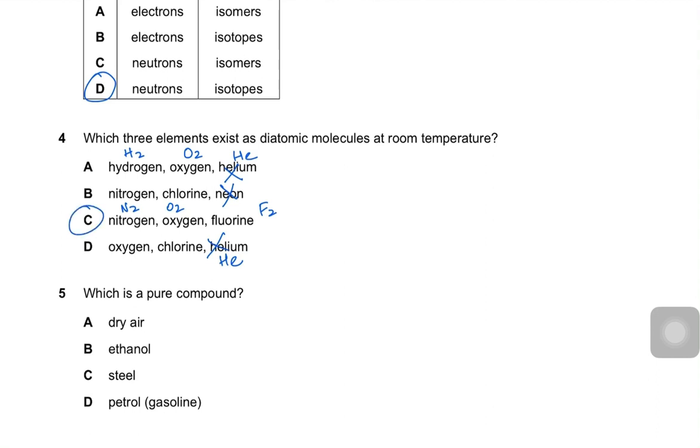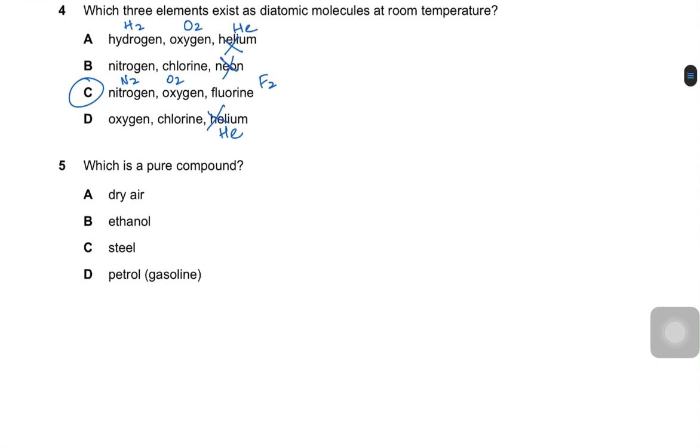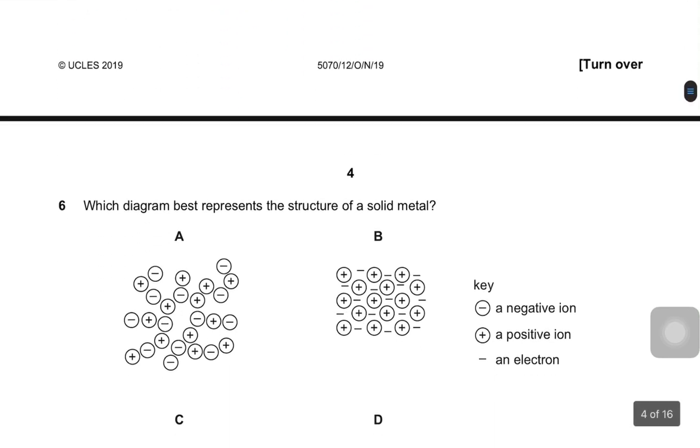Let's go for question 5. Which is a pure compound? Dry air is a mixture of gases. Ethanol is a pure compound. It has a chemical formula C2H5OH, or you can say C2H6O. Steel is an alloy. It's a mixture of iron, carbon and sometimes chromium. Petrol again is a crude oil mixture. It's again a mixture. So the pure compound is B for Barrows.